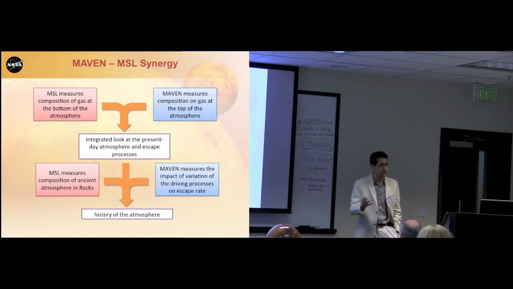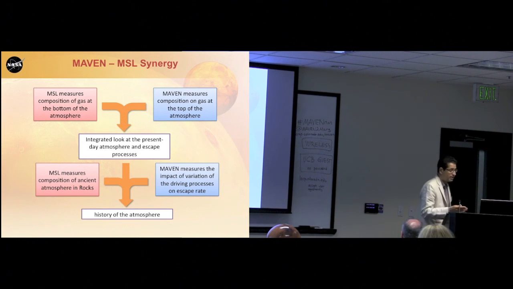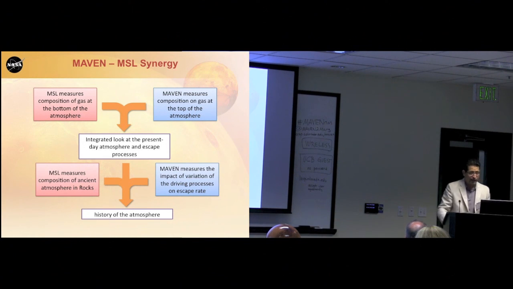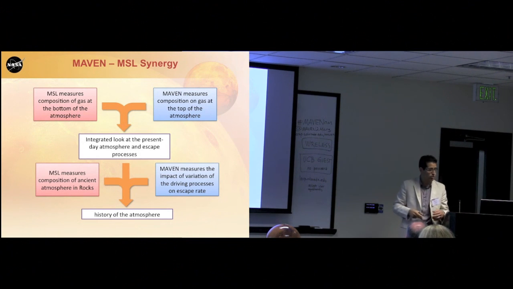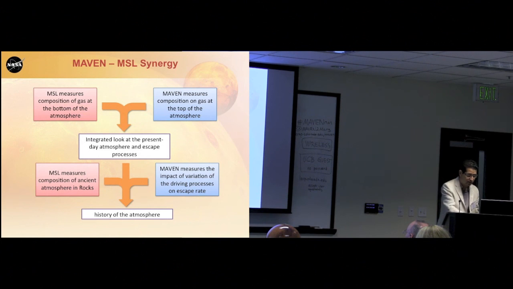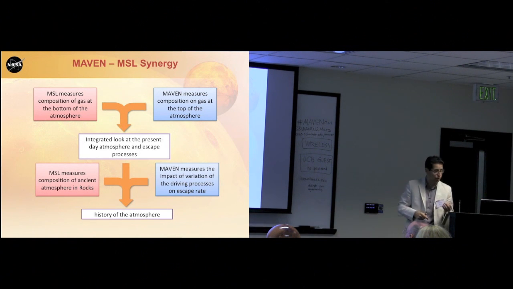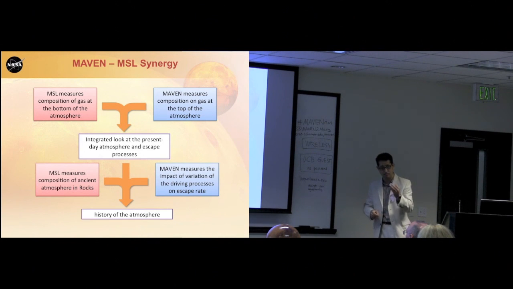So it's great today to have the 2 assets, and the great thing is, as I said, MSL will measure the composition of gases at the bottom of the atmosphere, while MAVEN is doing the same measurements on the top of the atmosphere. And by combining the 2 sets of measurements, we'll have an integrated look at the present atmosphere and escape processes. But also MSL will look at the composition of the ancient atmosphere in the rock by drilling and looking at these solid samples.